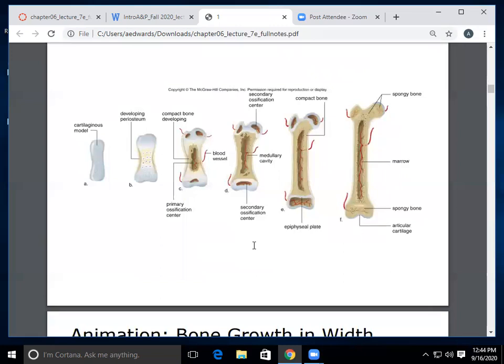All right, so this is a diagram of endochondral ossification. You start with your cartilaginous model, so your model of cartilage. You start developing periosteum, your outer covering here on the side. You start developing compact bone by the periosteum, but you also start developing on the inside of the bone what we call a primary ossification center. So that's where most of your ossification is going to happen. And the bone is going to have blood vessels supply nutrients. And as that blood vessel network gets more extensive, you get a medullary cavity. You also start developing secondary ossification centers on the epiphyses.